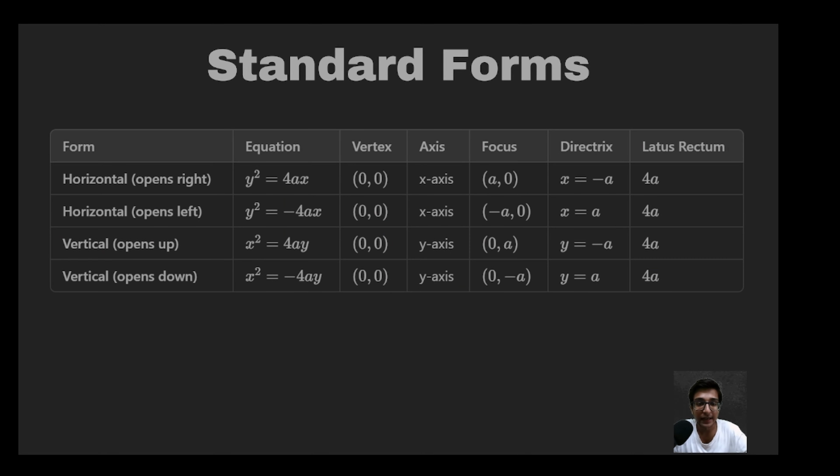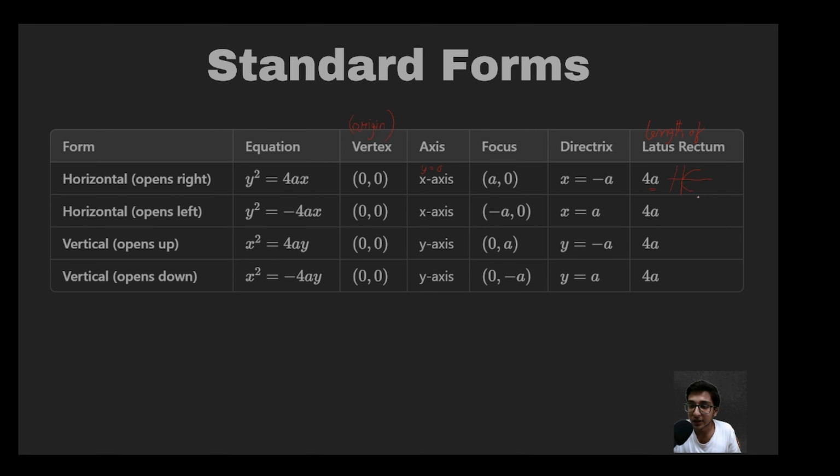So here in this slide, everything has been given to you in one simple table. You must remember this table. Horizontal opens right, y is equals to 4ax. So the parabola looks like this, and the vertex is at origin. If you see that in all these standard forms, the vertex is at origin. The axis for this one becomes x-axis, whose equation can be written as y is equals to 0. Focus is at a comma 0. Directrix is at x is equals to minus a. And this is the length of latus rectum, which is 4a.